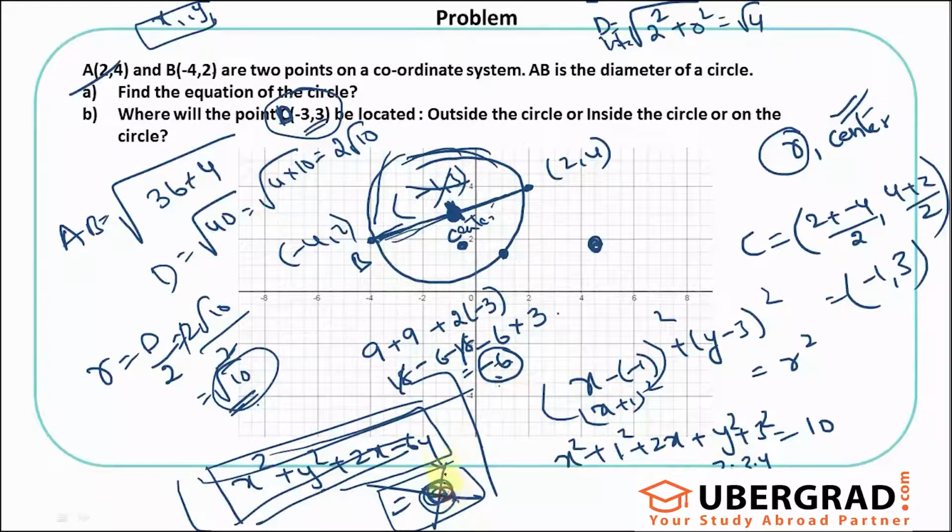Minus 6 is less than 0, right? What I am seeing on the right side is 0. So minus 6 is less than 0. So that means it is inside the circle, which is what we got here also, right? So that's how you find if a point is inside the circle, outside, or on the circle.